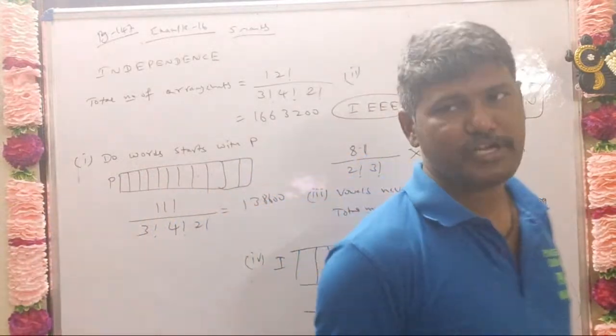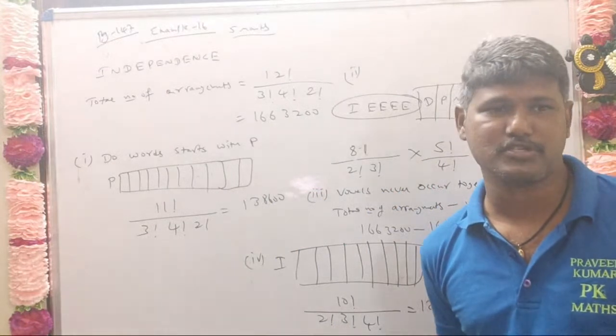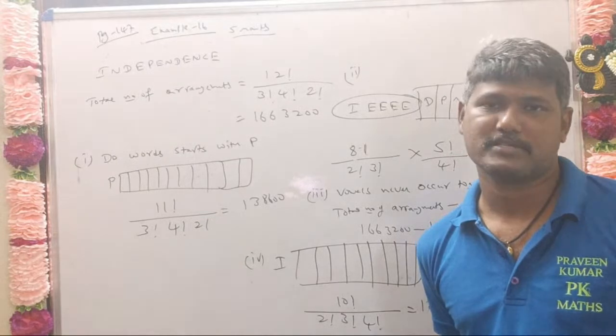So these are the questions you need to remember in permutations and combinations. Minimum compulsory you can practice these questions. Definitely you will get 5 marks, 2 marks, 3 marks and 4 marks.